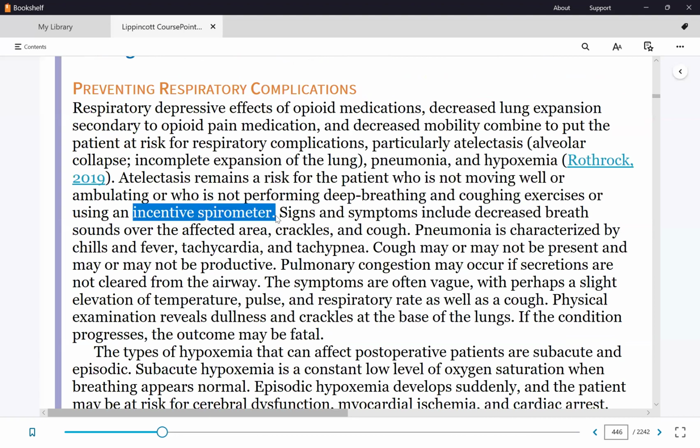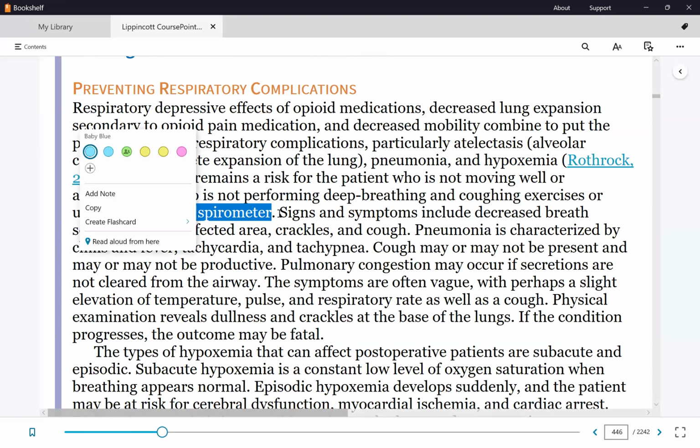So let's review. How do we use an incentive spirometer? Mr. Derek, how do we use it, sir? Let's say this is the mouthpiece. Pick up your pen if you have a pen, or your hoodie drawstrings. Okay, so let's say that's the mouthpiece. What do you do? Show me.